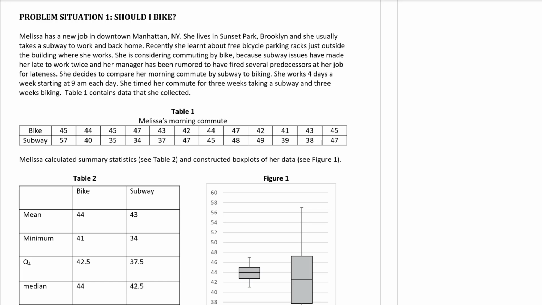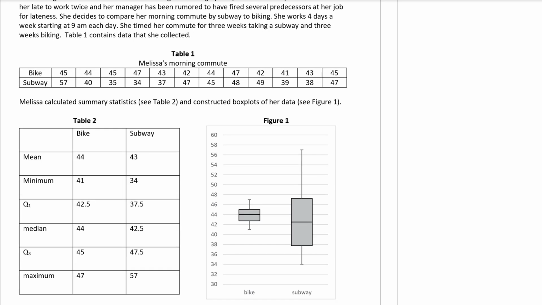So she was also able to calculate the summary statistics. That's something that we looked through in the last couple of lessons. Remember the 5 number summary? We have the mean, but the 5 number summary does not include the mean. The 5 number summary includes the minimum value, Q1, the median, Q3, and the maximum. And remember we use the 5 number summary to create something called a box plot. That's the box plot you see in figure number 1. Bike is on the left, subway is on the right.